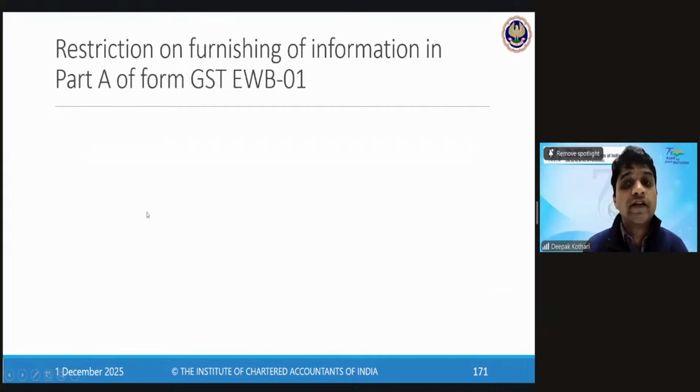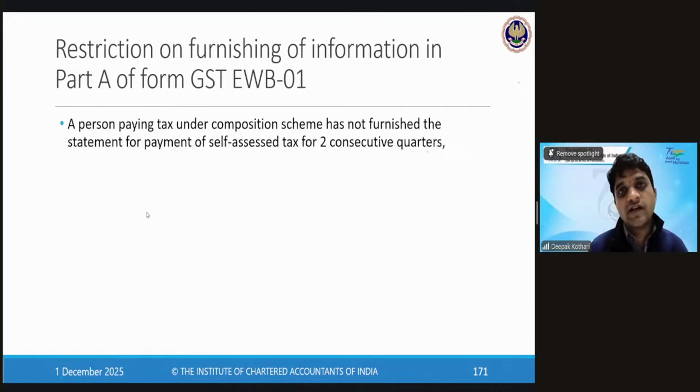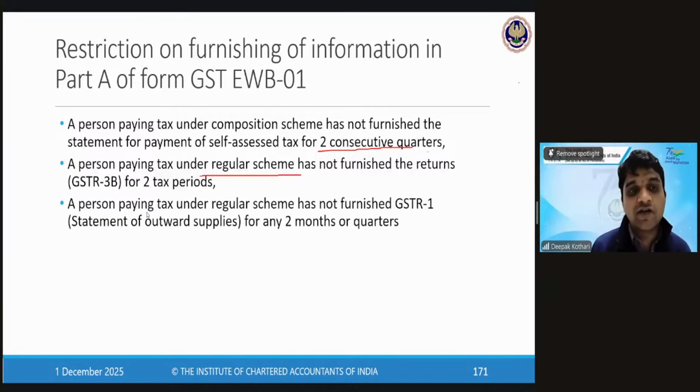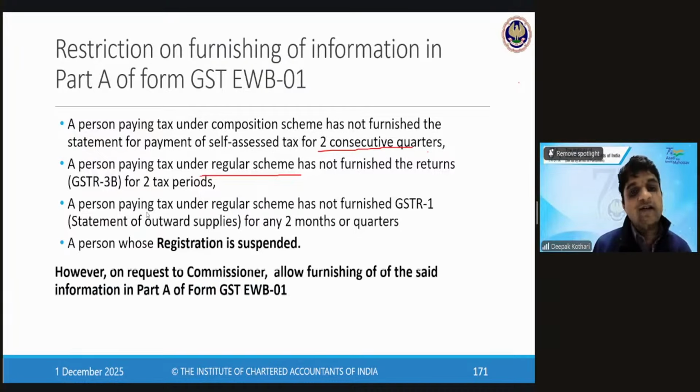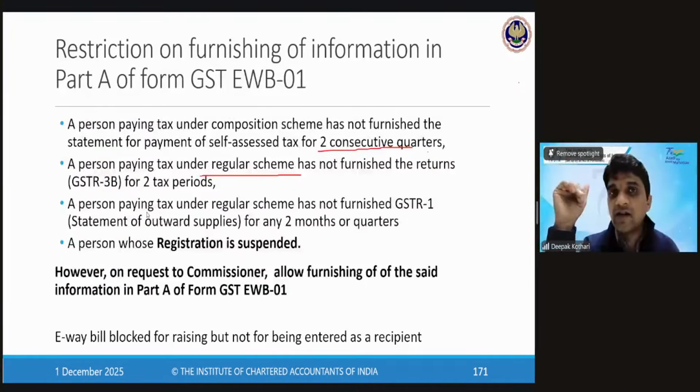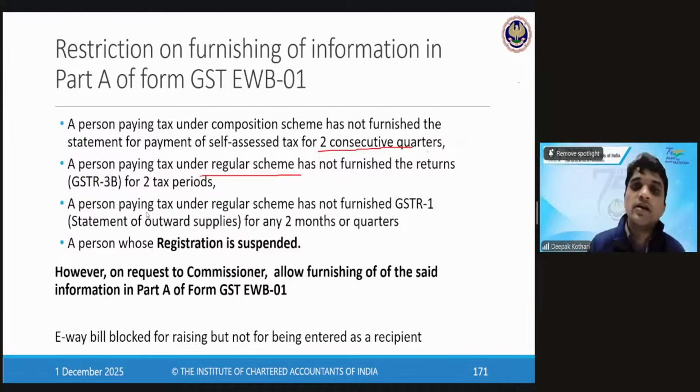Now, if you do not furnish your returns, like how we don't furnish the returns, our returns will get blocked. Similarly, if you do not furnish your returns for consecutive 2 quarters, or a person who's paying tax under regular scheme has not furnished for 2 periods, or a person whose registration is suspended, then he cannot raise an e-way bill. He has to make a request to the commissioner saying that I'm not able to pay taxes. If the commissioner agrees, then your e-way bill will be allowed to be raised. Otherwise, your e-way bill will be blocked. So you have to file your returns regularly. If you do not file your returns regularly, your e-way bill also can get blocked.